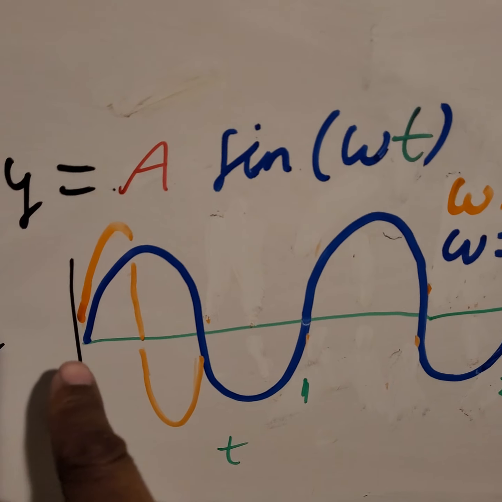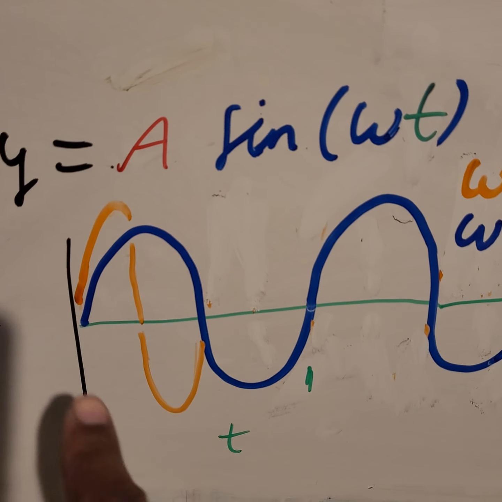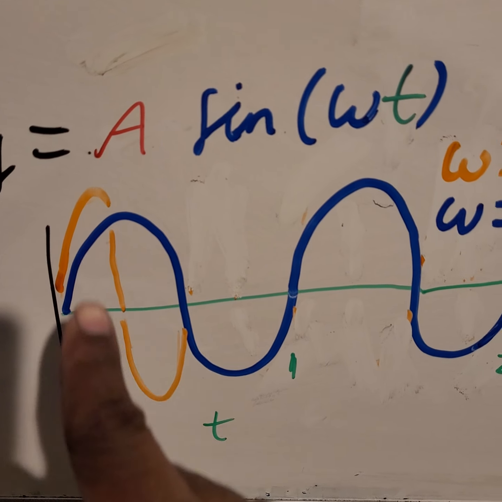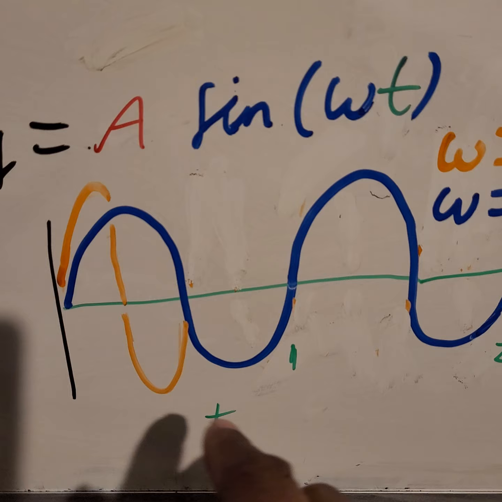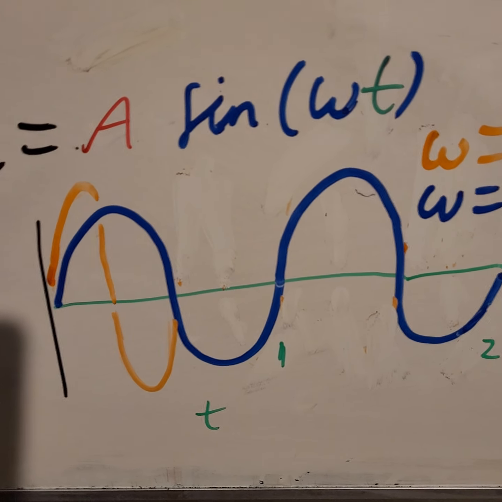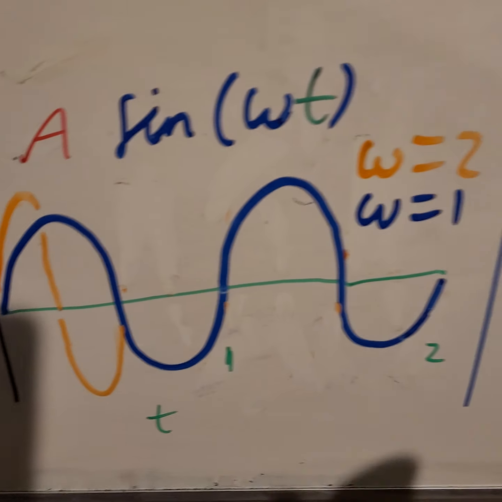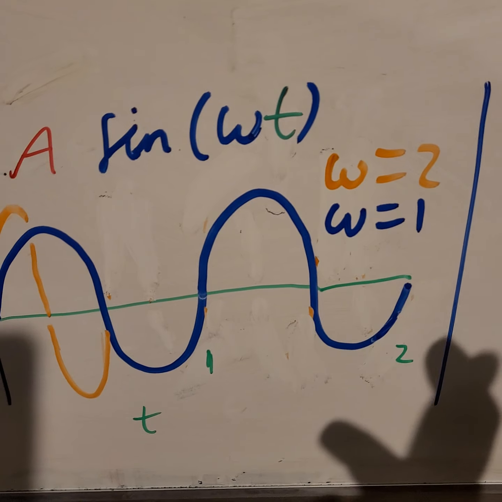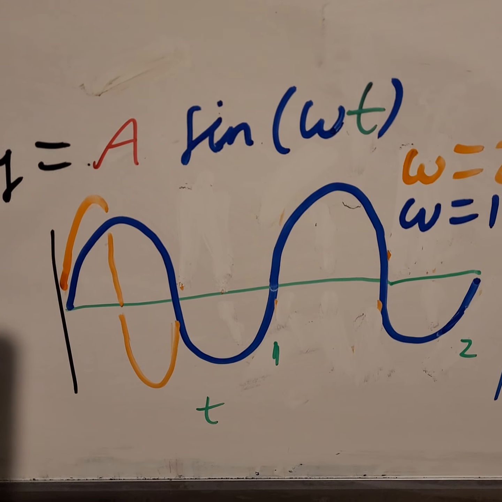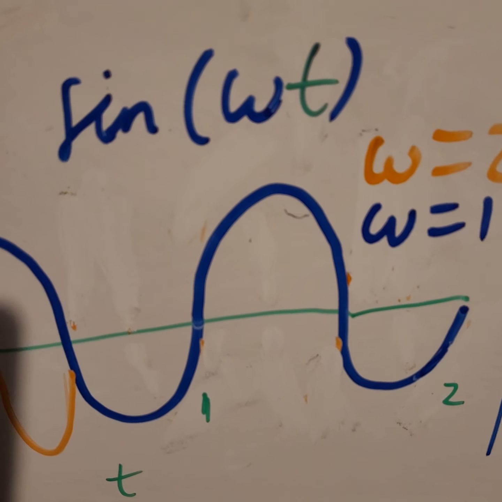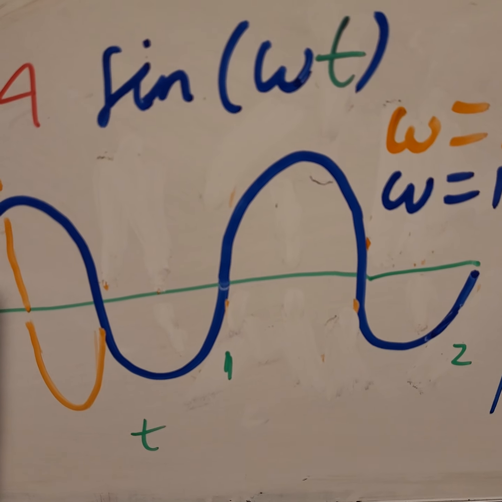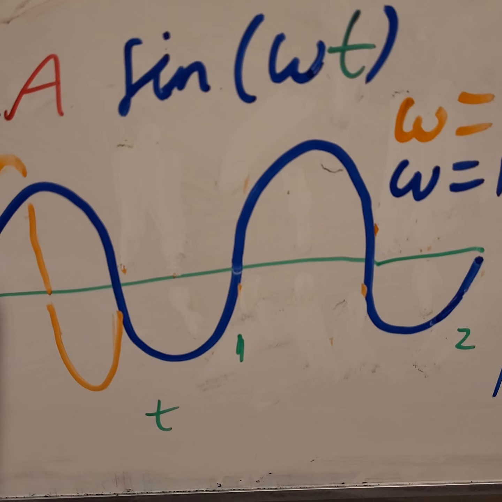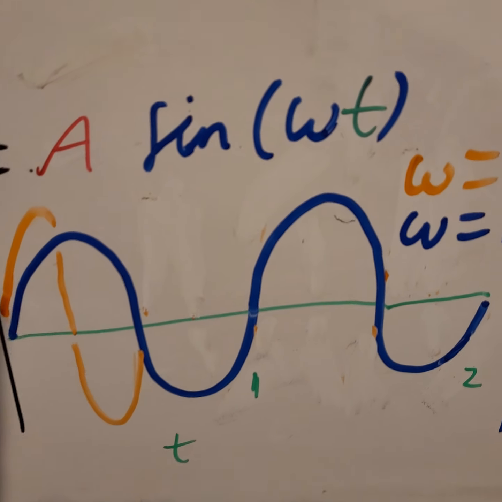This orange line is moving twice as quickly, so it's done 1 cycle in half the time. So we basically know by the time it got to 1 second, it would have done 2 cycles. So the angular frequency is 2 cycles per second. When we do angular frequency, it's in radians per second. But it's okay, you'll learn about that later.